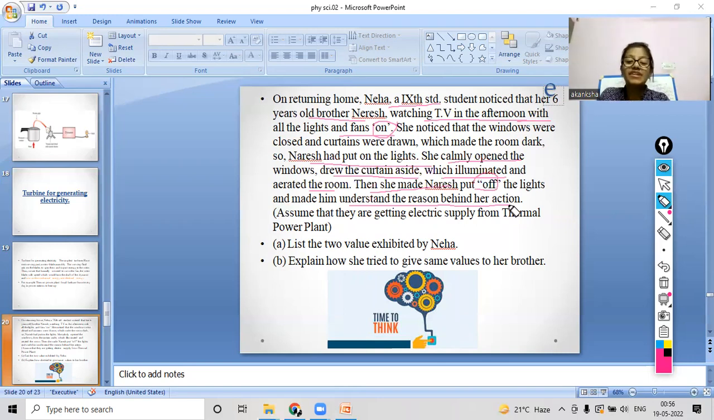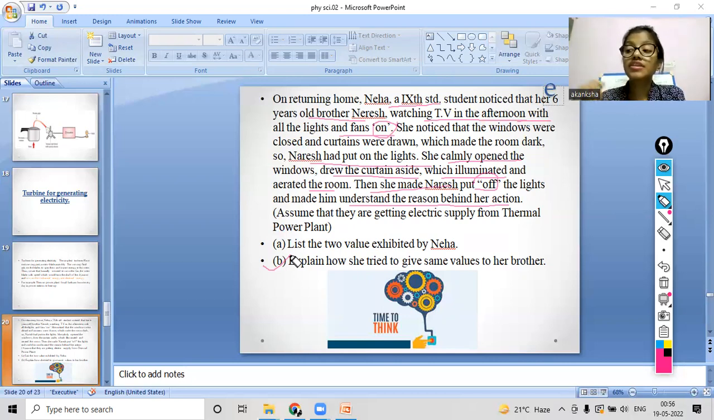Yes, she is a quick thinker. Very good. She is a good observer. She observed her surroundings very well and found a solution. Yes, you all are right. Now coming to the second question, you have to explain how she tried to give the same values to her brother.